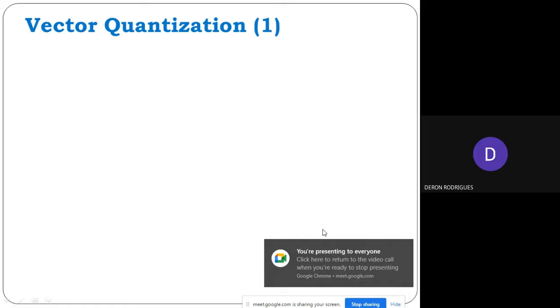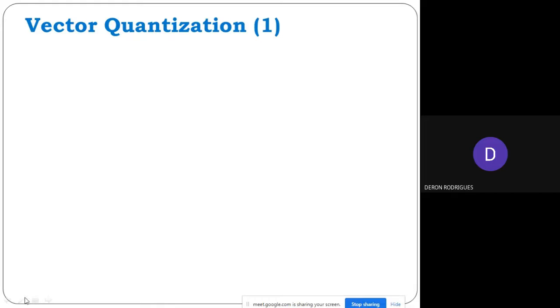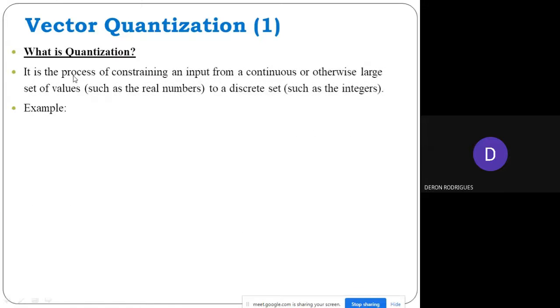Okay, students. So yesterday we had seen the different applications of neural networks. Now we saw clustering, we saw classification. Today we shall have a look at what is vector quantization. So before we see vector quantization, we shall have a look at what is the quantization process. You all must have studied in communication engineering what quantization is.